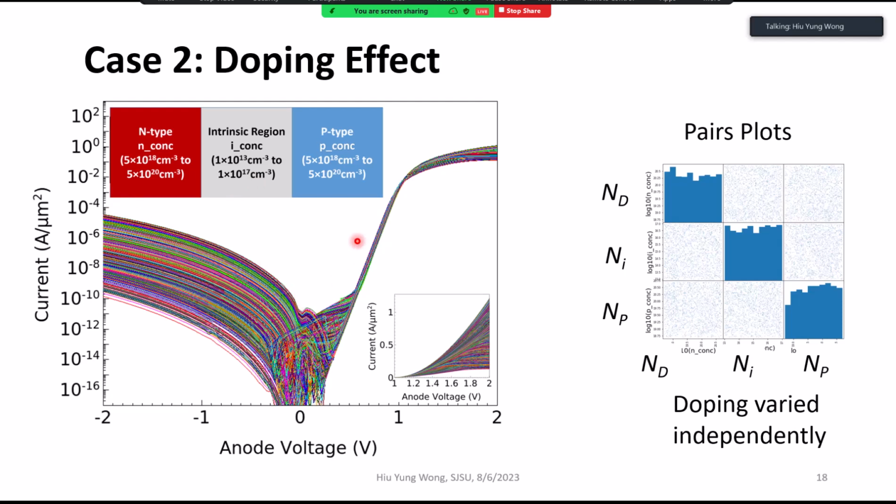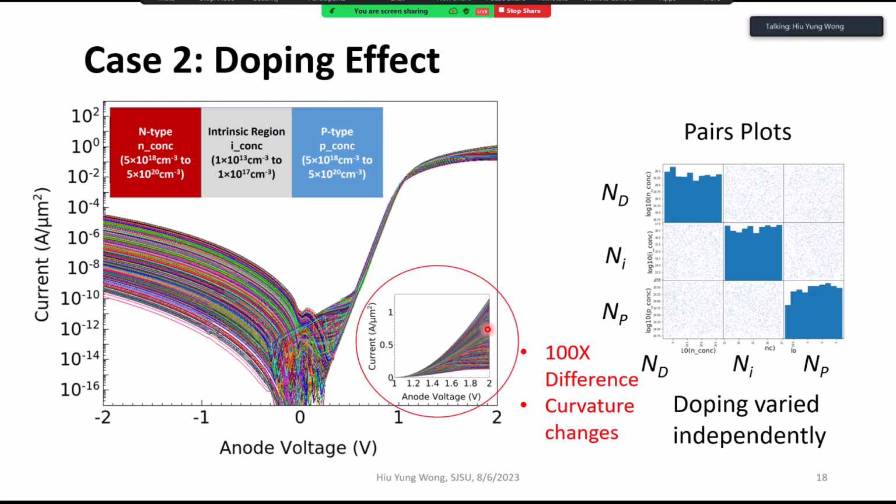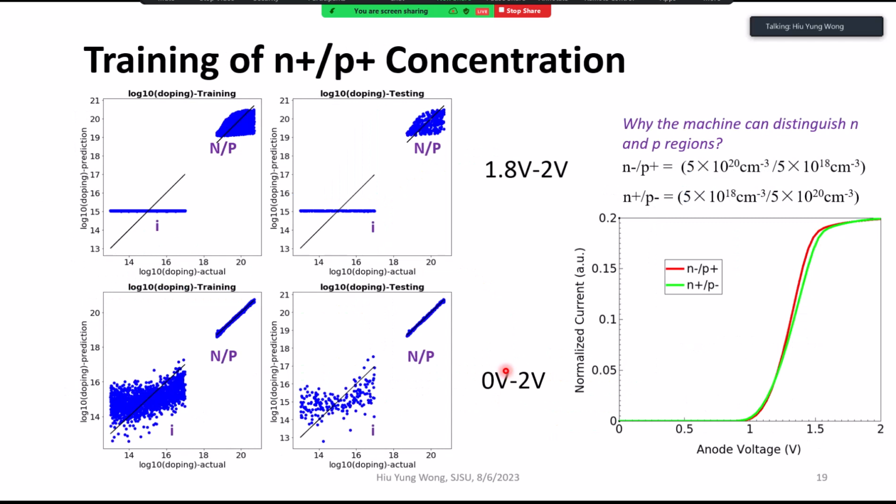Now you look at this curve compared to the previous one, we have more features, particularly in the forward bias. You see that it has a 100 times difference in the current. It also has different curvature. So now this one has more information, and let's see what happens if we use it to train a machine. First of all, I want to point out that here we ask it to predict the doping concentration if we give it a curve like this.